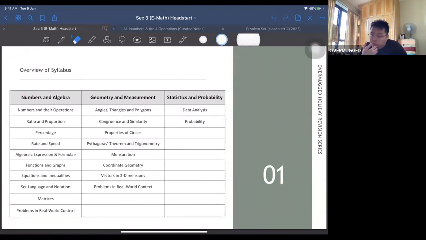So let's start with the overview of the syllabus. The syllabus from Sec 2 to Sec 3 math is actually pretty similar. It's just that there are new chapters being taught in upper sec because of their difficulty compared to lower sec. Also, some of the topics will add on more and more content. I'll give you guys an example.